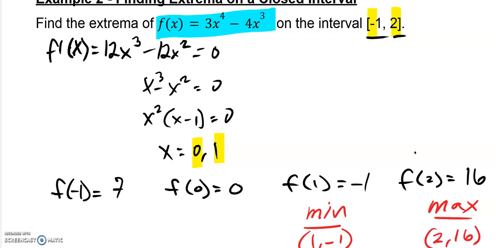Right, so really, if it asks where does it occur, you want the coordinates is probably the best. If they ask what is the value, the value of the minimum is -1 and it occurs at 1. The value of the maximum is 16 and it occurs at 2.